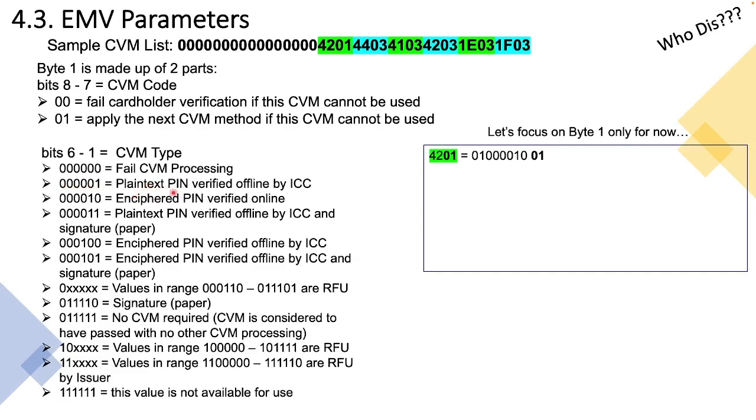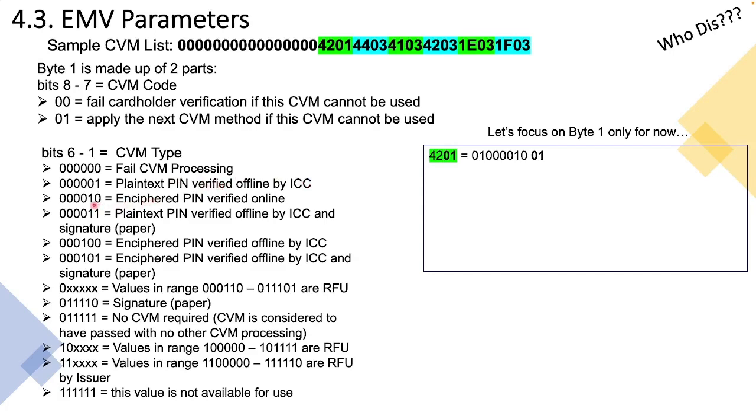Then use plain text PIN verified offline by ICC. So what this means is you want the customer to enter the PIN in the terminal. The terminal will pass the PIN to the card in the clear. It won't encrypt it. And the chip card will then verify that the PIN is correct.